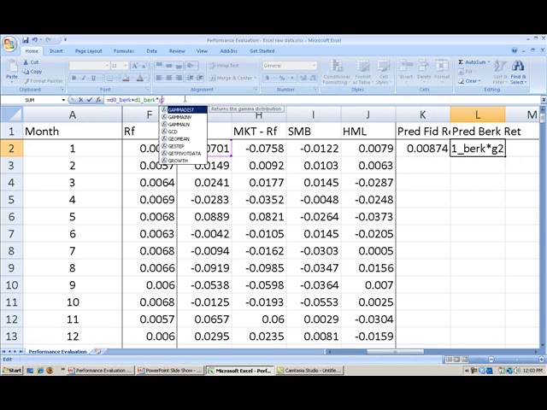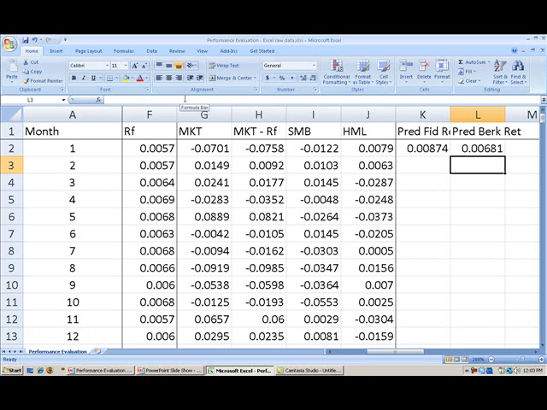We also need to adjust our reference for the market because we've copied the cell across. We're in column G for the market. We now have predicted returns for both Fidelity and Berkshire.